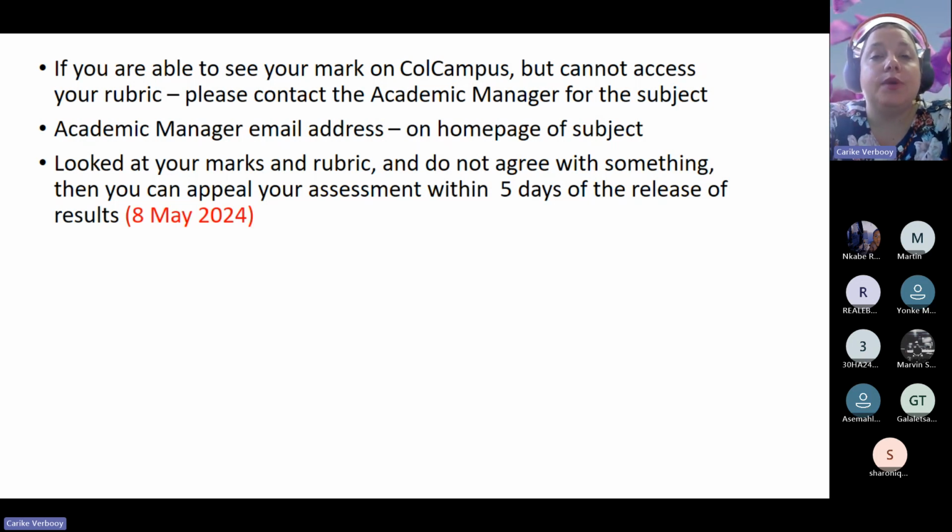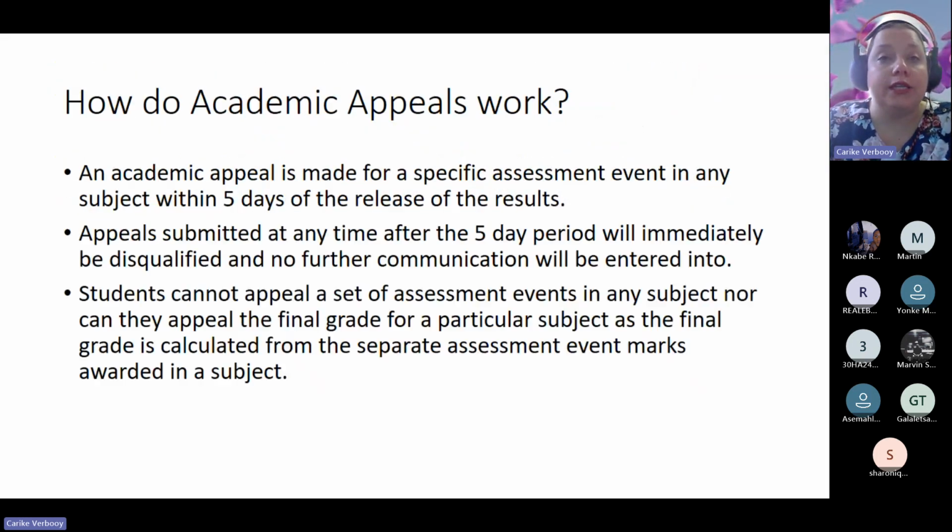Now, academic appeals can only be lodged within 5 days of the release of results. So the closing date for academic appeals on the formative one is next week, Wednesday, the 8th of May. Because of the public holiday tomorrow, you have 1 extra day to appeal. So if you have looked at your results, you've read your rubric, and there's something you don't agree with, you have to follow the academic appeal process, which is what we'll look at now.